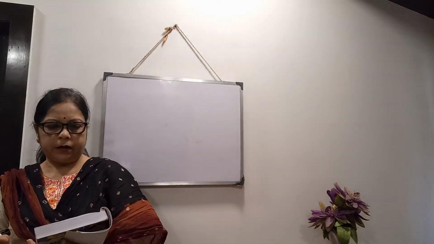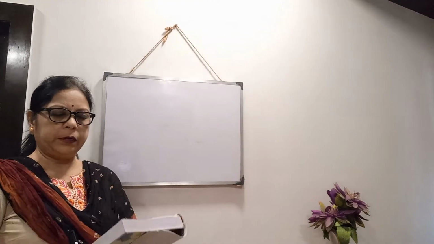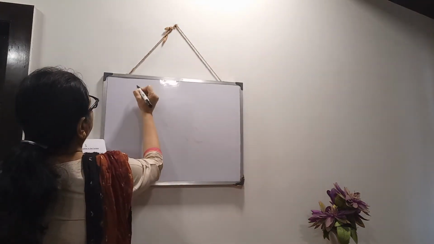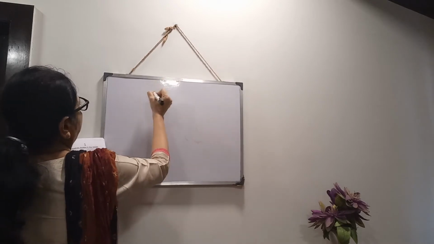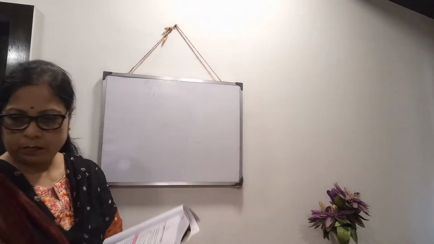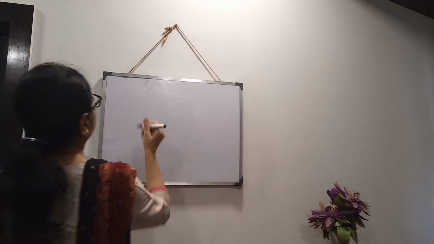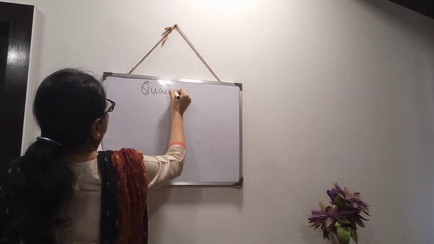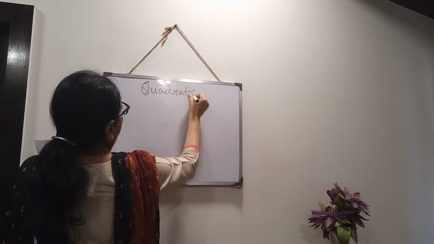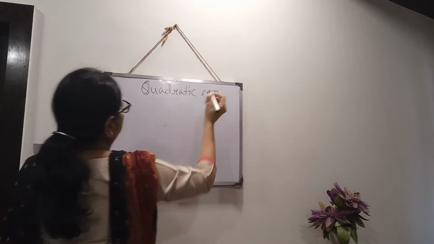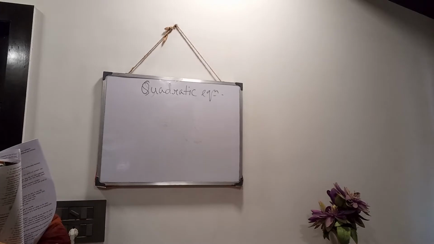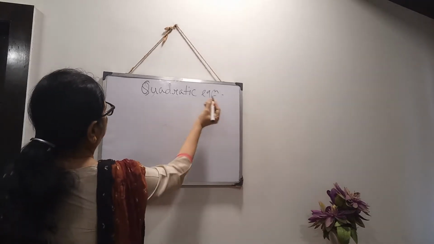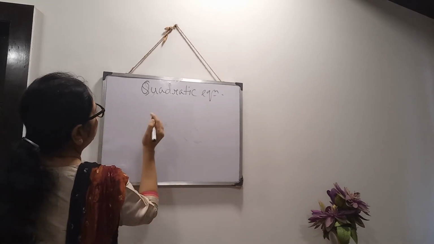Today I will be starting a new chapter, that is quadratic equation in one variable. What is a quadratic equation? An equation in which the highest power of the variable is 2 is called a quadratic equation.